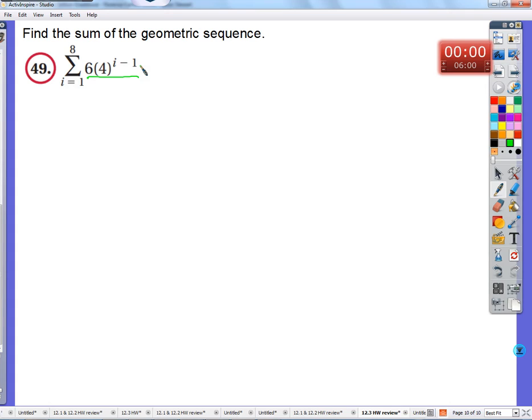So great, we have this formula then for the sum of the first n numbers in a geometric sequence or series. It is a sub 1 times 1 minus r to the n over 1 minus r. If you say r n, I think r times n. R to the n means r raised to the n. Just write it down.